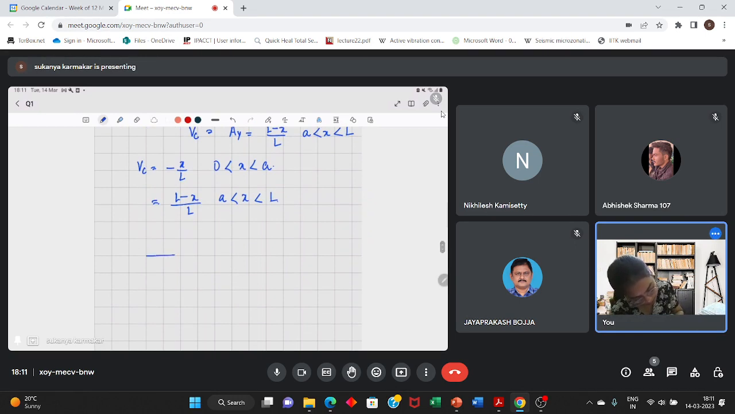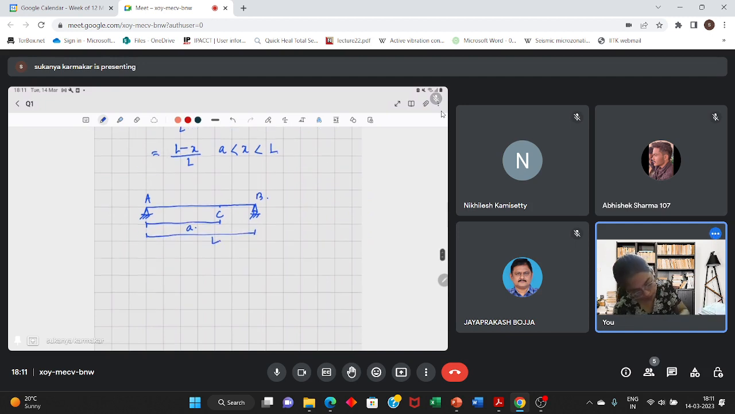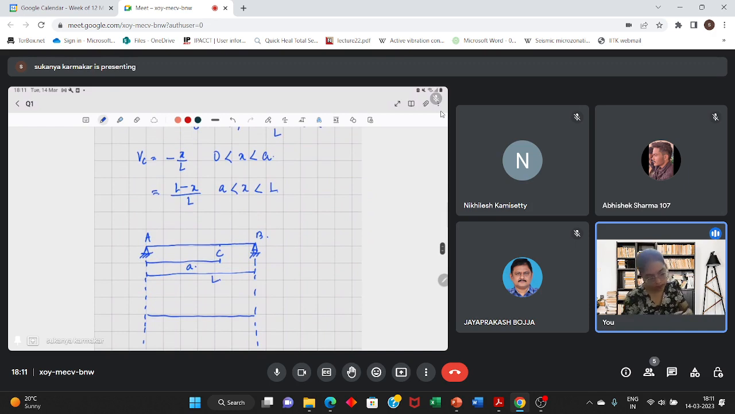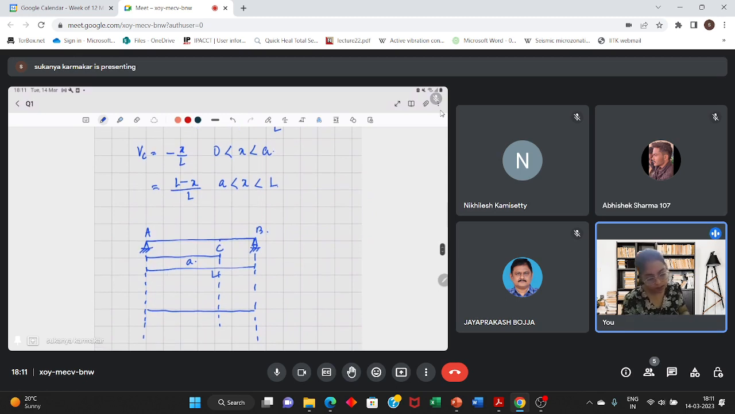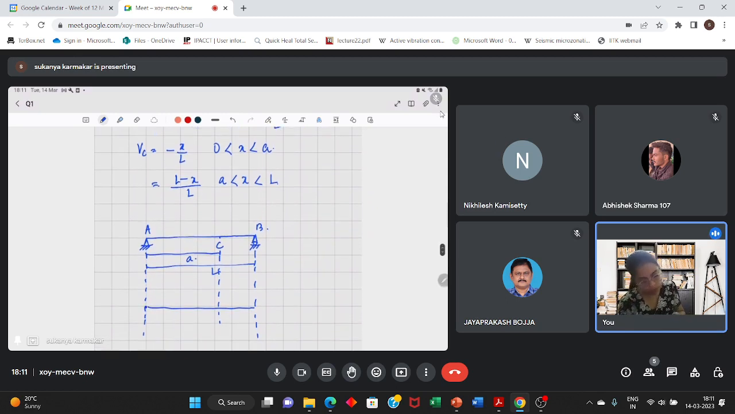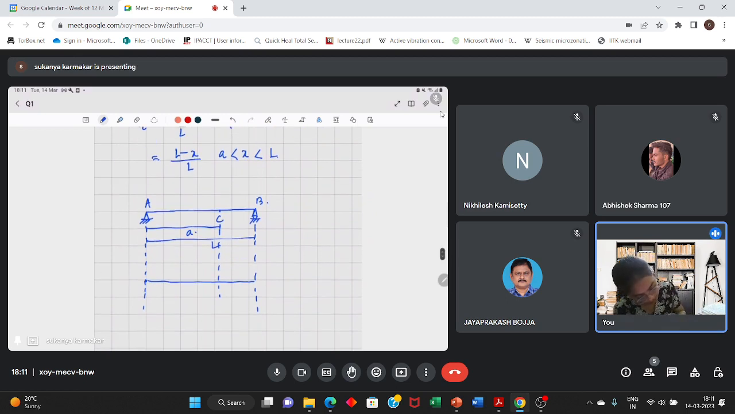So if this is A, B, C, this is A, this is L. When x is between 0 to A, that is in this portion, the equation will be minus x by L. Means when x is equal to 0, it is 0. And when x is equal to A, it is minus A by L. So in the downward direction.